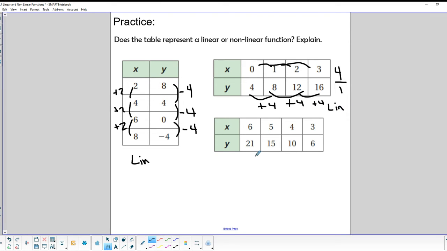And then how about this third one? Well, the change in the y, to go from 21 to 15, that's minus 6. To go from 15 to 10, that's minus 5. To go from 10 to 6, that's minus 4. And then up here in the x direction, we're going minus 1, minus 1, minus 1. So these numbers down here are dropping less and less each time as you go to the right. So this is becoming less steep. So it's not a constant rate of change. So then this would be nonlinear.